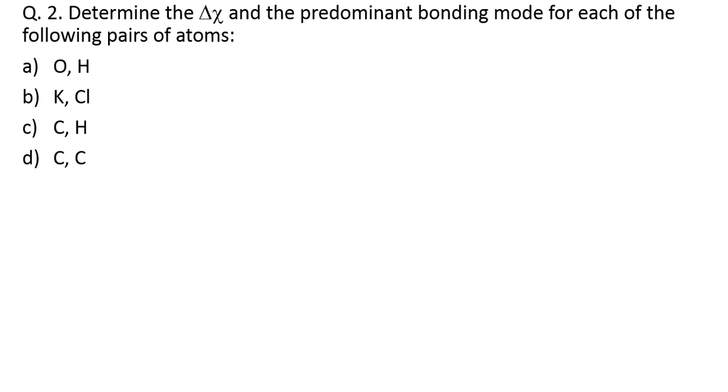Please note that the values of electronegativity that I'm showing you here might not exactly match those that are shown on your formula sheet because they were obtained from different sources. In part A, our delta chi is going to equal 1.4. The electronegativity of oxygen is about 3.5, and that for hydrogen is about 2.1. And when you've got a delta chi of 1.4, you are looking at a polar covalent bond.